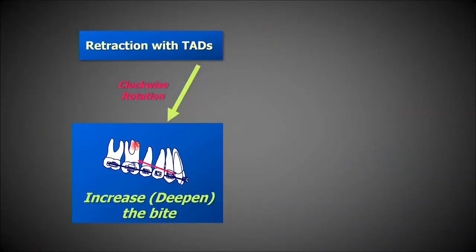So retraction closes the bite. If you guide the line of force to the archwire level, it can deepen the bite.